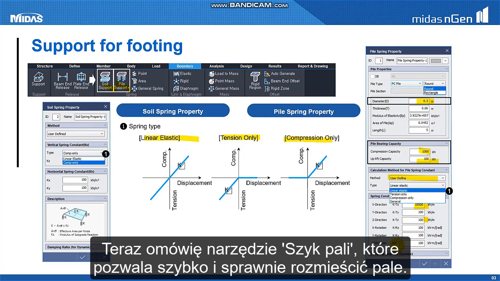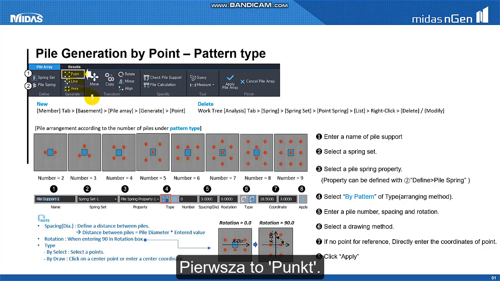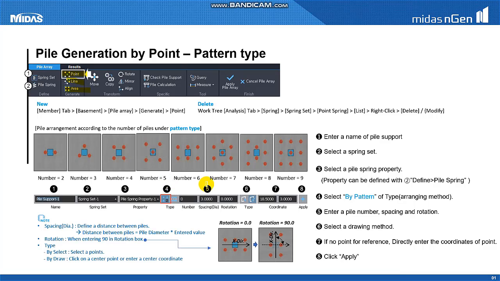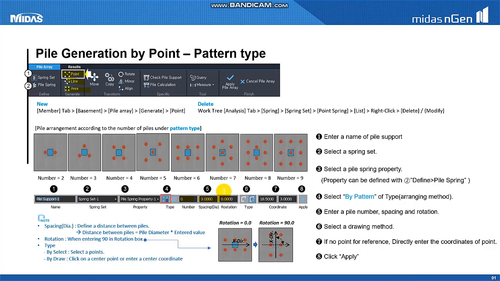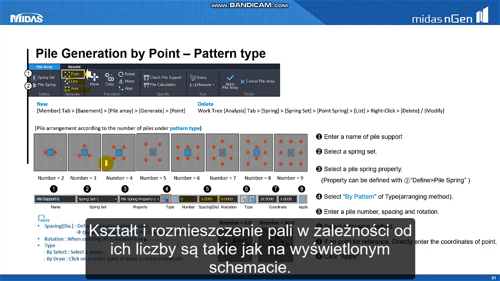Next, I will introduce the pile placement tool. There are three methods provided. The first one is a point-based arrangement. This is a pile arrangement method for isolated footing. We can easily place it by entering the number of piles and the spacing between piles. And the last step is to select a target point. The arrangement shape according to the number of piles is as follows.